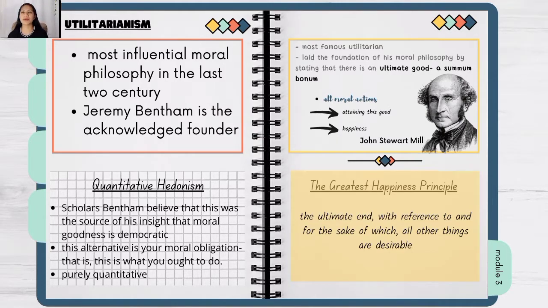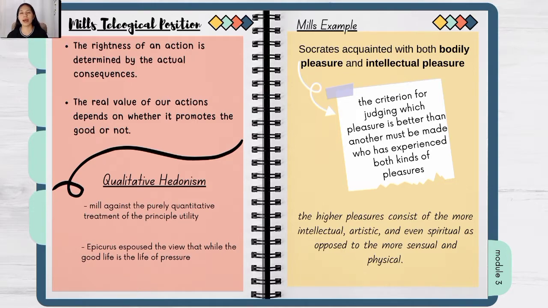So the greatest happiness principle is the ultimate end with reference to and for the sake of which all other things are desirable. So it is an existence exempt as far as possible from pain and as rich as possible in enjoyments, both in point of quantity and quality. Mill states his teleological position by insisting the rightness of an action is determined by the actual consequences. So you cannot see or know the rightness of an action by just simply examining the nature of the act alone. And the real value of our actions depends on whether it promotes the good or not.